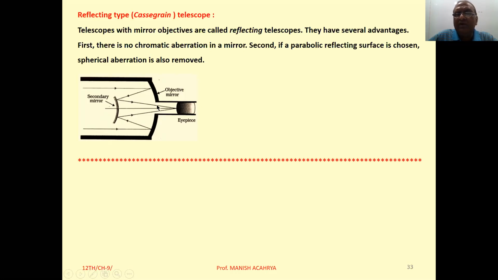So the rays which are reflected from the secondary convex mirror pass through that hole and you can observe it from the eyepiece.